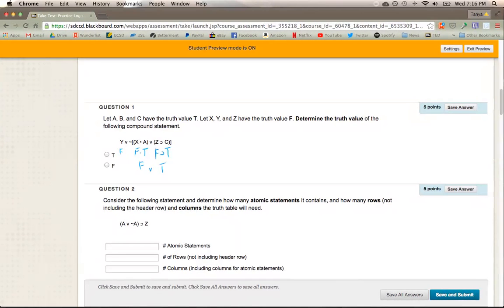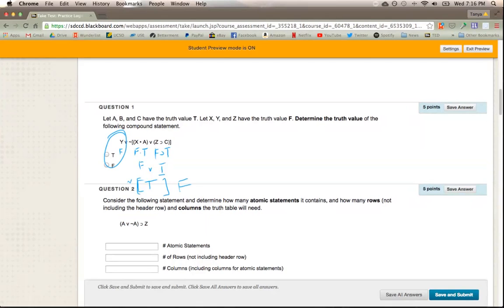Disjunction, F or T. Only one disjunct needs to be true for a disjunction to be true, so that's T. So now we've figured out that T is what's inside the parentheses. The brackets have a tilde out front, so we're looking at the negation of T, which is F. Now we've got these two to look at. We've got F or F, final answer F.